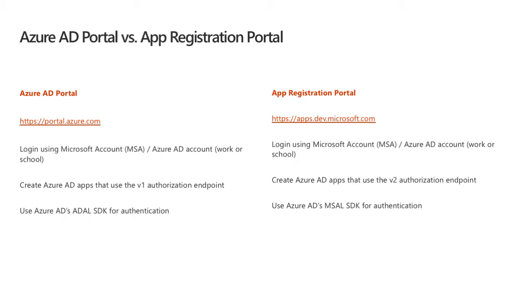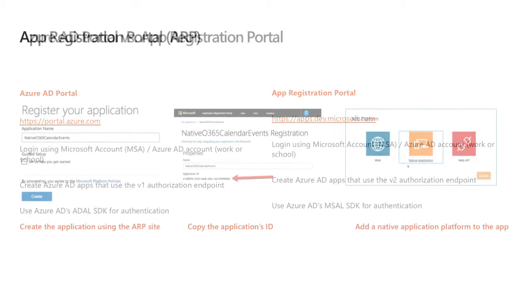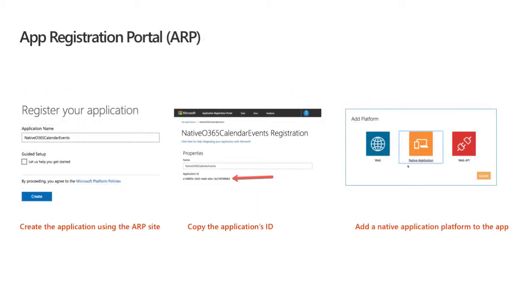You're going to self-select yourself into one of these based on the endpoint that we're going to use. So for instance, because in this module we're going to use the V2 endpoint, that means we have to use the Microsoft Authentication Library, which means we also have to use the app registration portal for creating our application. For Microsoft Graph apps, it's recommended to use the V2 endpoint, as I've said before. So you're going to use the app registration portal.